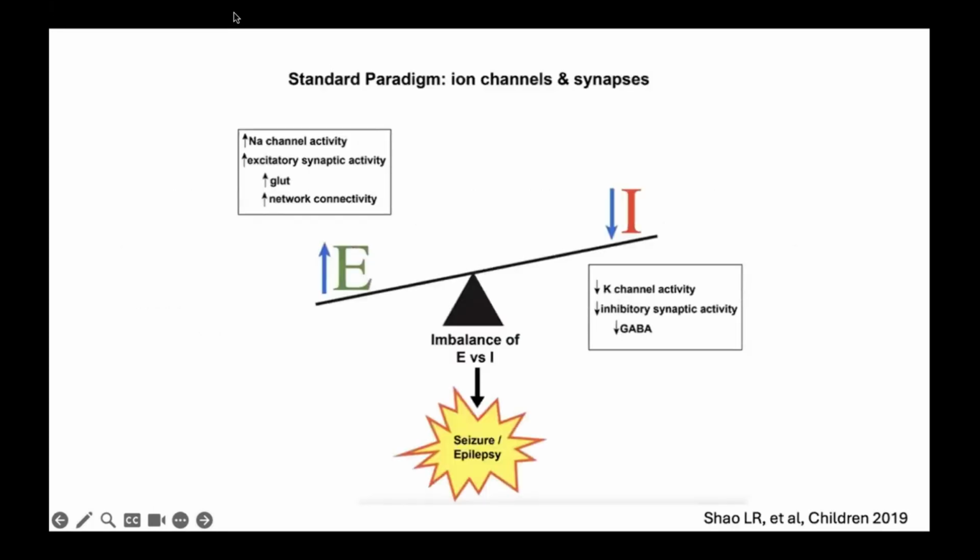And when we think about the standard paradigm of epilepsy in general, in very simplistic terms of ions and synapses, to develop epilepsy you either have to have too much excitation or not enough inhibition. So too much of the gas or not enough of the brakes, right? If there's too much excitation, we know that can be related to problems with sodium channels and excitatory synaptic activity. If there's not enough inhibition, this may be related to potassium channels, or it may be related to not enough of the inhibitory synaptic activity, including GABAergic synapses. So I'm going to focus a little bit more on this lack of inhibition.